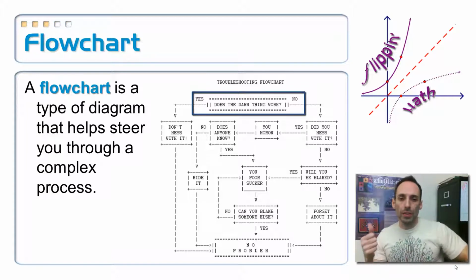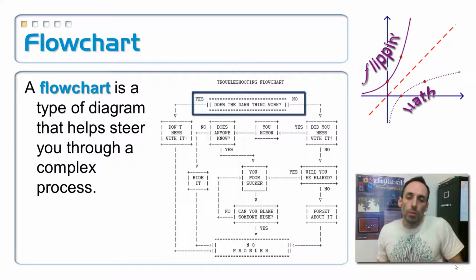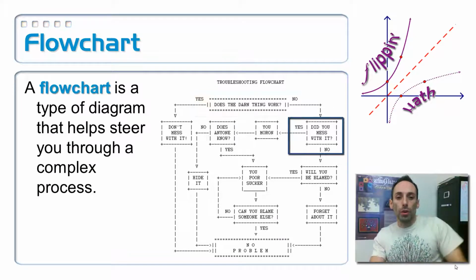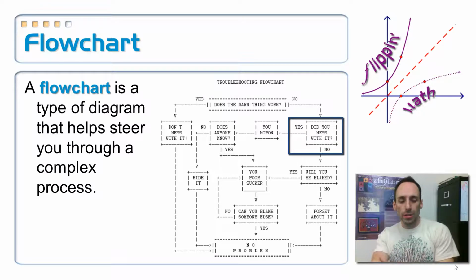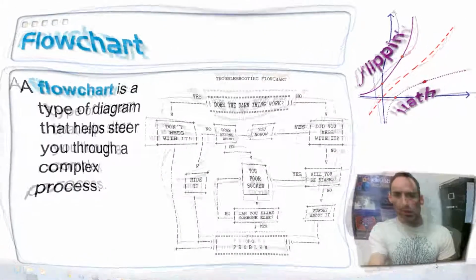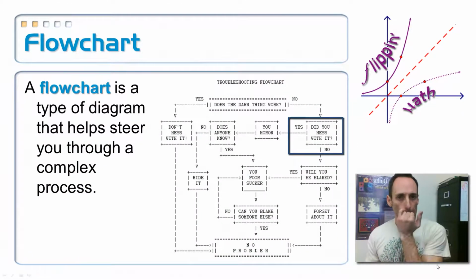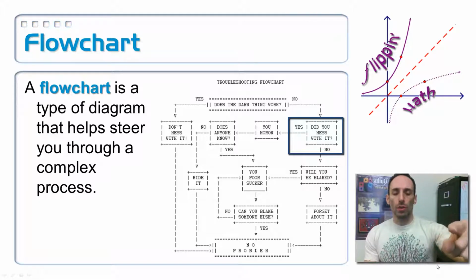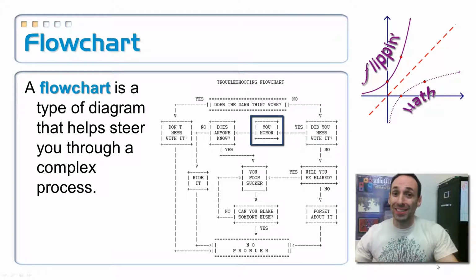So I either answer yes or I answer no. Let's say I'm using this flowchart, so obviously it doesn't work, so I answer no. I follow the arrow, and it says, did you mess with it? Now you answer that question. And you're probably going, hey, there's somebody at the door, so I'll be right back. So we just said that we messed with it, yes. So we follow the arrow on the yes, and it says, you moron.